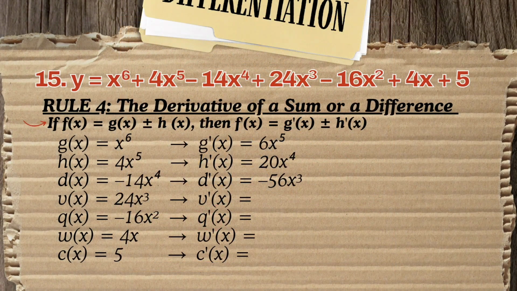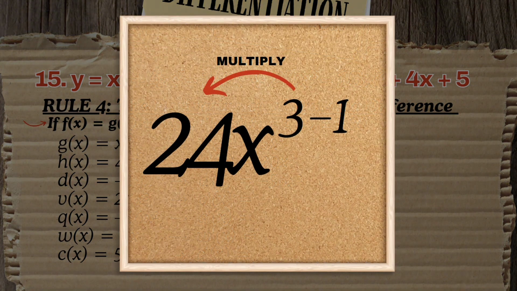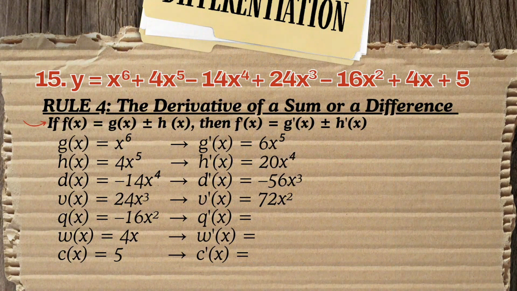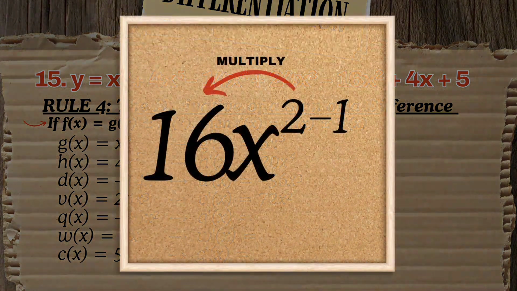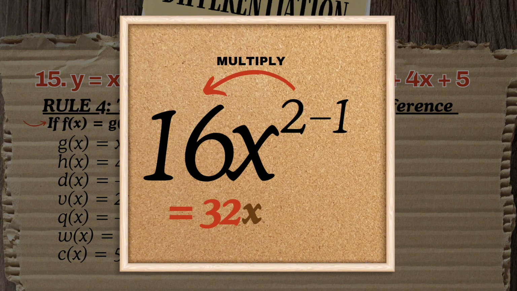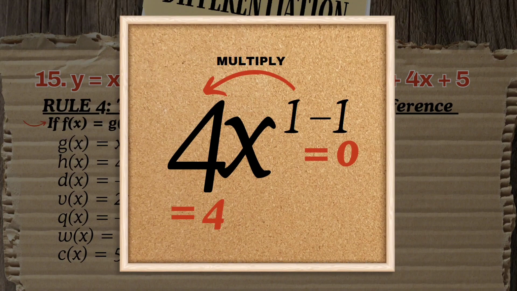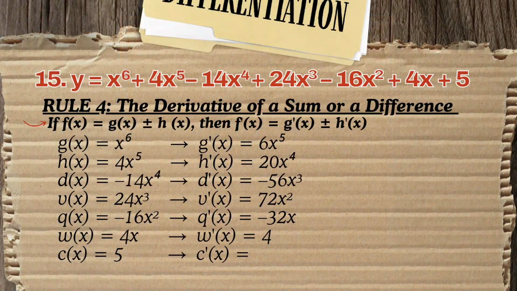Copy the plus sign, 3 times 24 is equal to 72. Then copy the x, mababawasan ulit ang exponent ng isa, which is 3. So 3 minus 1 is equal to 2. Copy the minus sign, 2 times 16 is equal to 32. Then, magiging x na lang since kapag binawasan natin ang exponent na 2 ng isa, it will be 1. Copy the plus sign, 1 times 4, that is 4. And lastly, the derivative of 5, since constant siya, it will be automatically equal to 0.